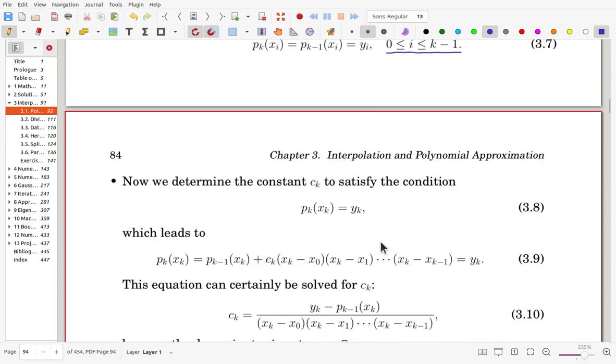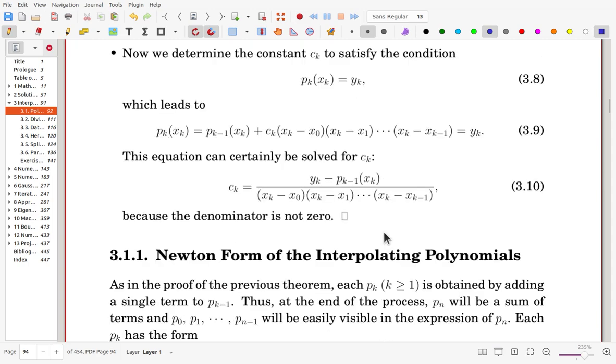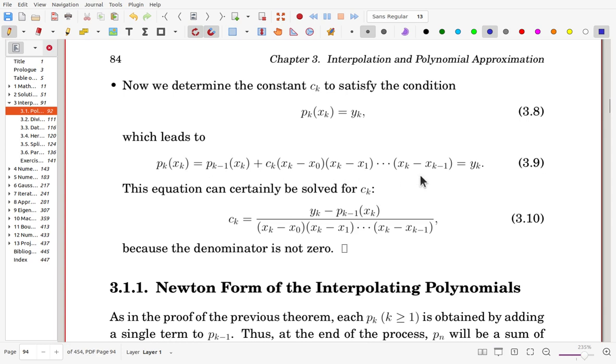Okay, that is from Newton. Newton tried to construct a polynomial by adding one more point and with one more degree higher polynomial, and in this way Newton tried to construct nth order polynomials. Okay, so here that form of polynomial is called the Newton form.